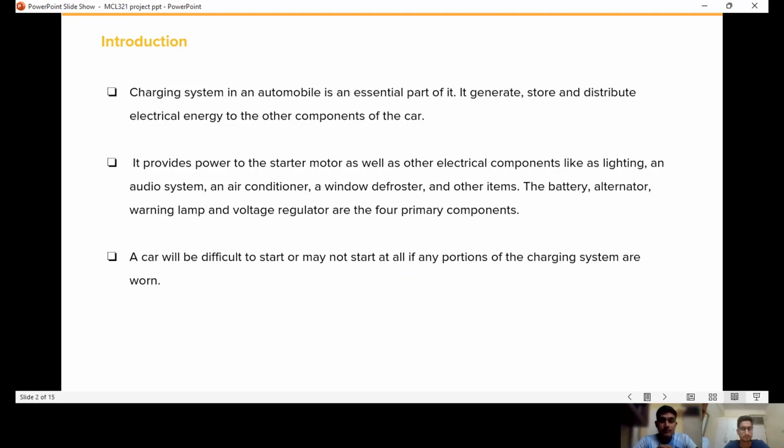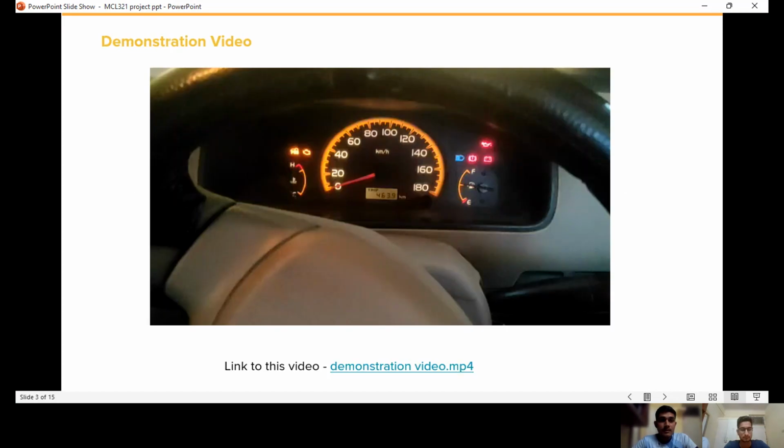Basically, a car charging system consists of three parts: the battery, the alternator and the voltage regulator. The battery supplies the necessary electrical power to start the engine. A car will be difficult to start, or may not start at all, if any portion of the charging system is gone. Next, this is the demonstration video of a charging system in a car.